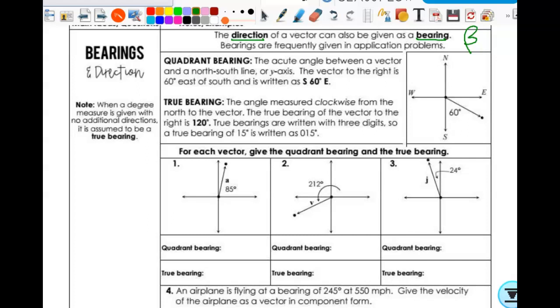So we have two different types. This is a reminder. We have what's called a quadrant bearing if we have some sort of direction attached to it. So we'll call this bearing 1. Our south 60 degrees east right here, this is bearing 1. A true bearing is the angle measured clockwise from the north. Clockwise, you start at true north and you go clockwise. So the true bearing of this vector to the right is 120 degrees. This is 120, and we'll call this bearing 2.